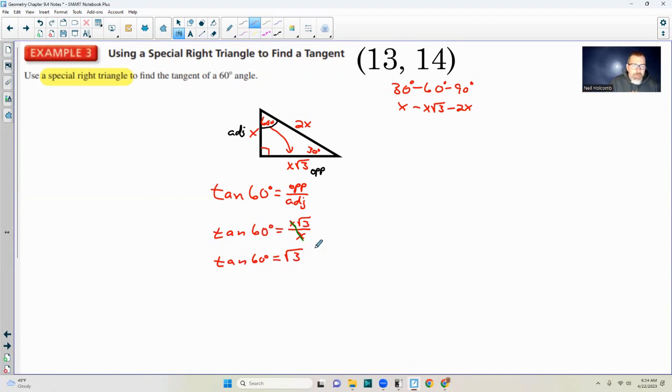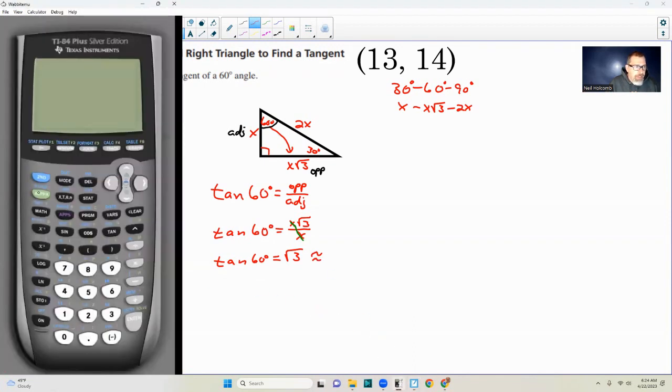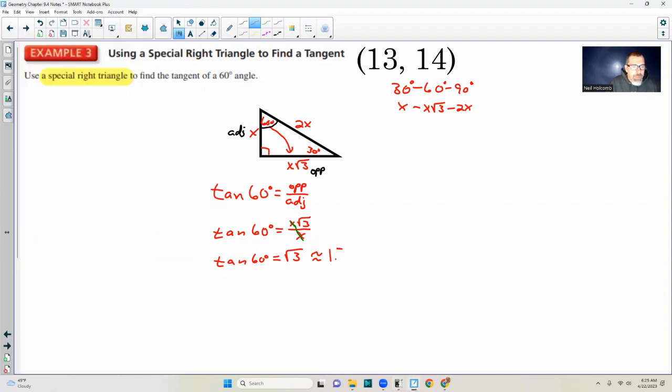If we wanted to do an approximation, we can. So let's get our calculators out, and I'm going to say the square root of 3 is 1.732.